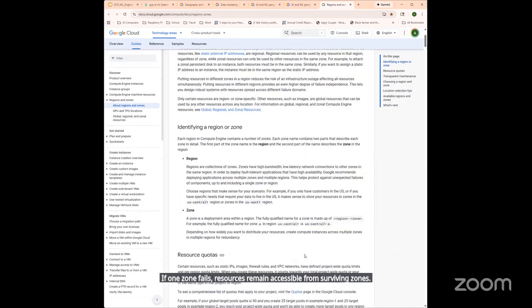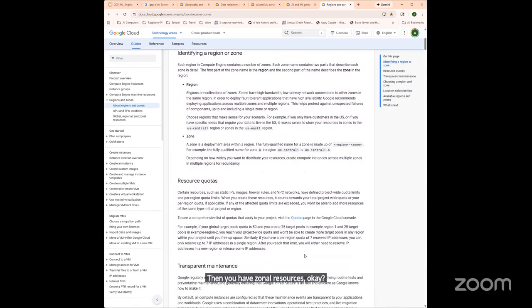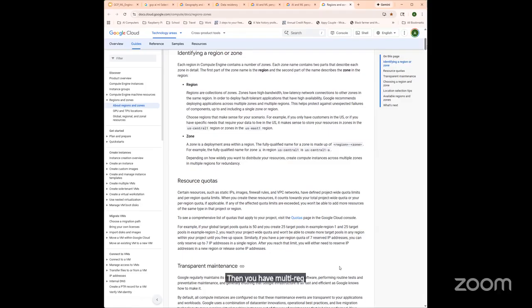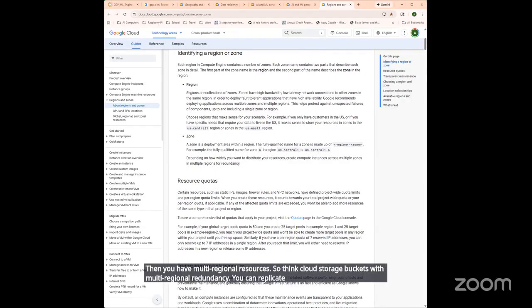Then you have zonal resources. These will be virtual machines, persistent disks, some Vertex AI services. These exist in a specific zone. You must explicitly create resources in multiple zones for high availability. Then you have multi-regional resources. Think cloud storage buckets with multi-regional redundancy. You can replicate across multiple regions for maximum availability and geographic distribution. This is useful for serving model artifacts to globally distributed applications.